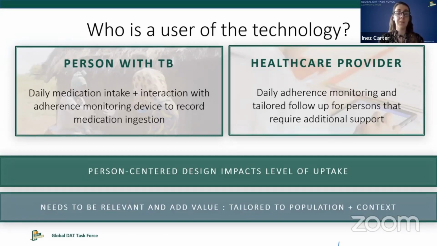So when you go about designing the digital adherence technology intervention in a person-centered way, this impacts the level of uptake. And to take a person-centered design approach, you need to make sure that the intervention is relevant for both of these groups of users, and it needs to add value for both of those groups. In other words, you need to make sure that the intervention is tailored to the population that you want to target, as well as the context in which you are implementing digital adherence technologies.